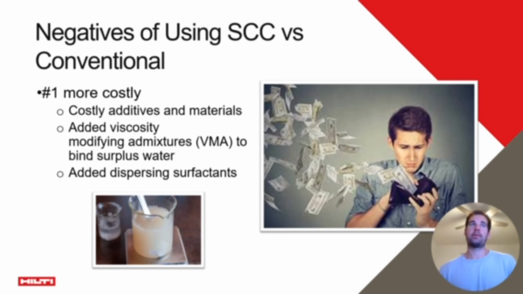Number one, of course, it's costly. Those additives and materials are upfront costs, and they are more expensive. The additives include such things as surfactants, and then also the modifying admixtures, the VMAs. So those are things to definitely look out for. Those surfactants are really going to help lower your rheologies, and that's what's going to allow your concrete to be so fluid.